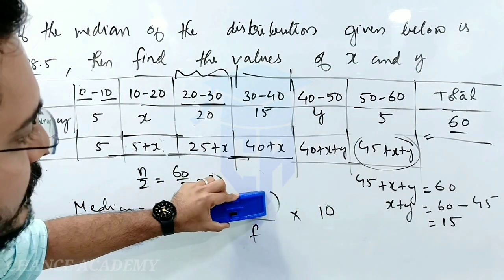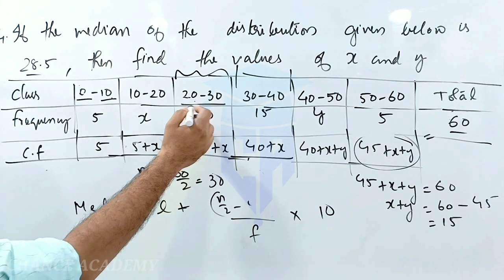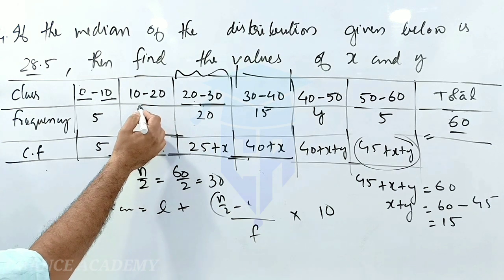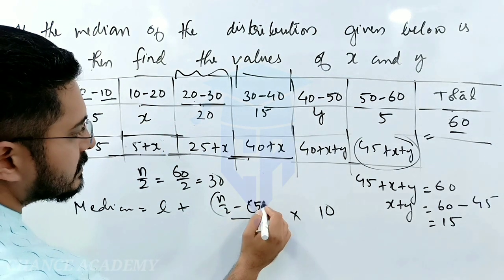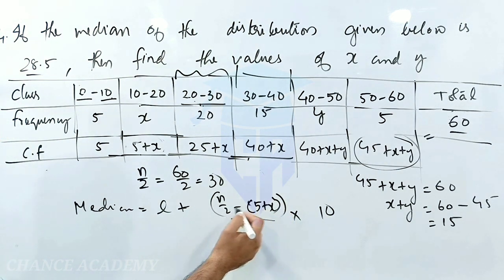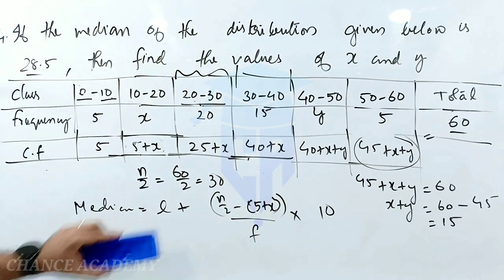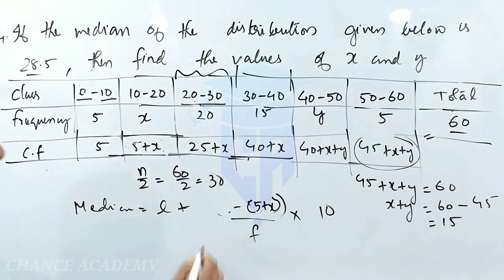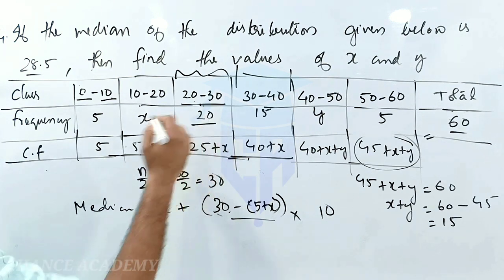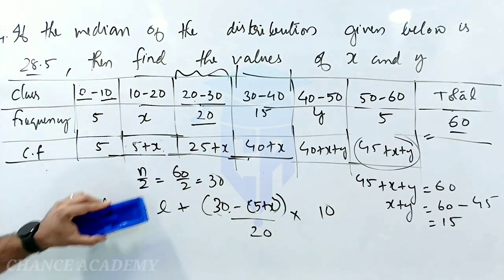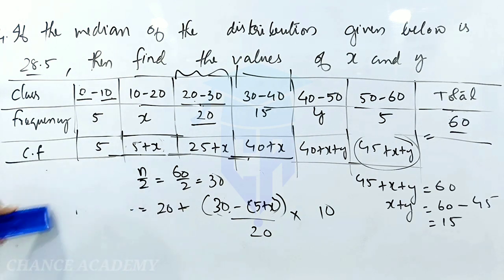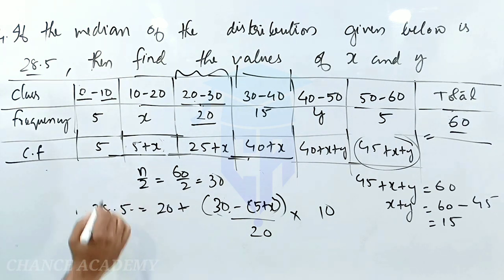CF is the cumulative frequency of the class preceding the median class. Since this is the median class, the class preceding this class is 10 to 20. So the frequency there is 5 plus x. That must be given in a bracket, since we need to give this minus sign for both the terms. And n by 2 we know, that is 30. Frequency F is the frequency of the median class, that is 20. L is the lower limit of the median class, 20. And again, median they have given in the question, that is 28.5.